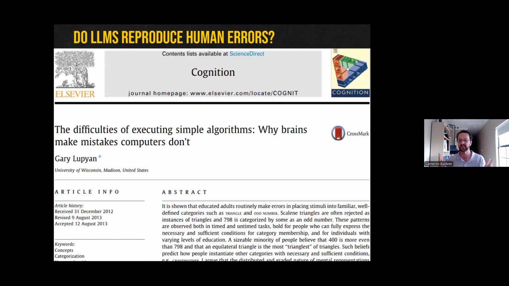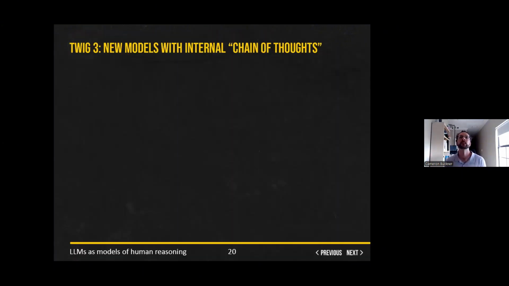Gary Lupyan, he's a cognitive scientist who has made this case in a variety of ways. He has some research that appears to show people reject scaling triangles as being triangles in some cases and will insist that 798 is an odd number, right? You can get really weird errors out of humans sometimes that would seem disqualifying. So it seems like we need something more than just that they make some really howling errors in some weird situations.